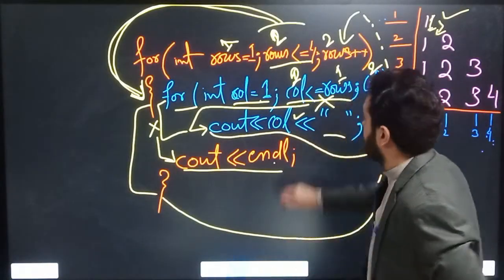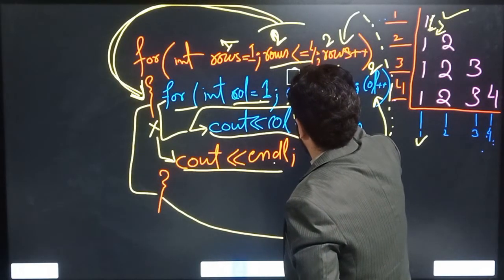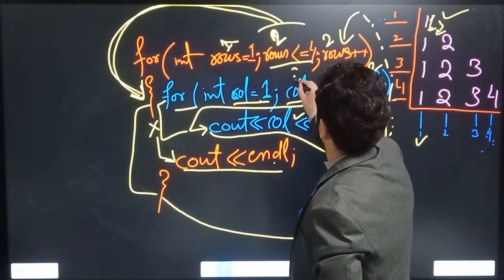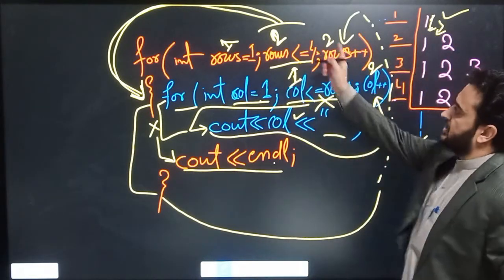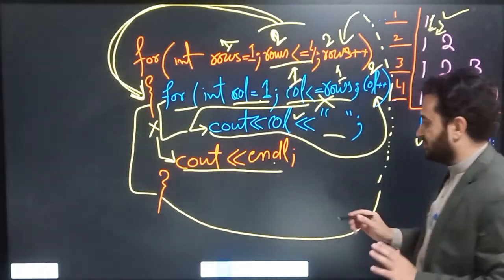So now column is equal to 1, but rows is equal to 2. Remember, rows is equal to now 2.